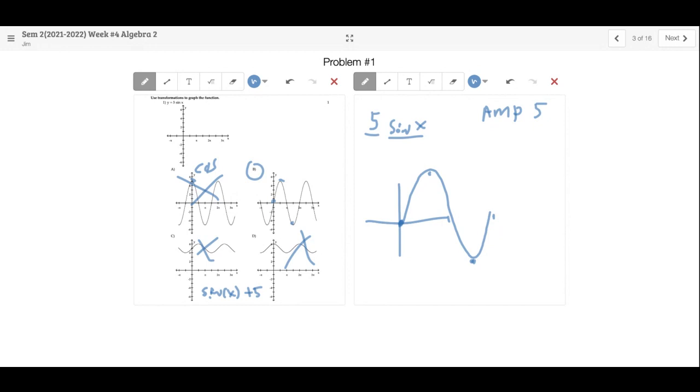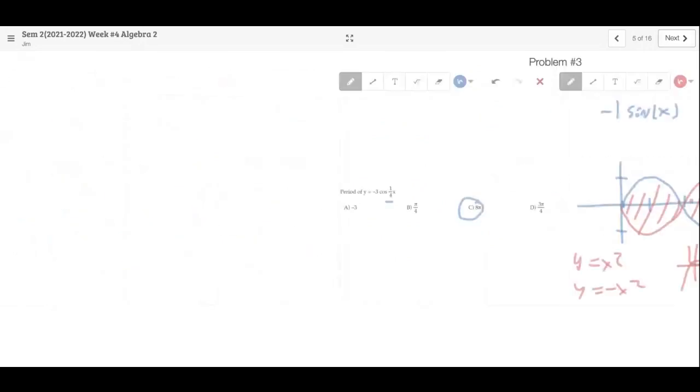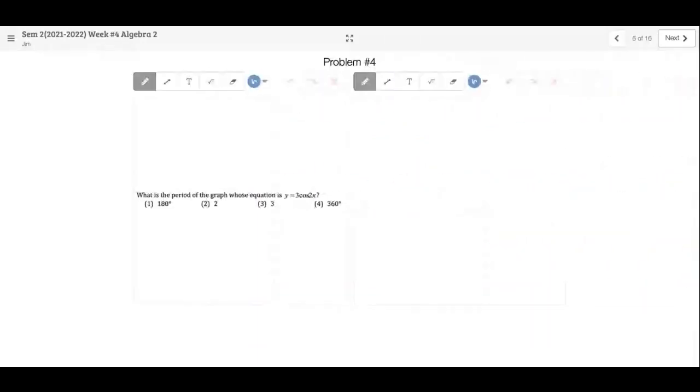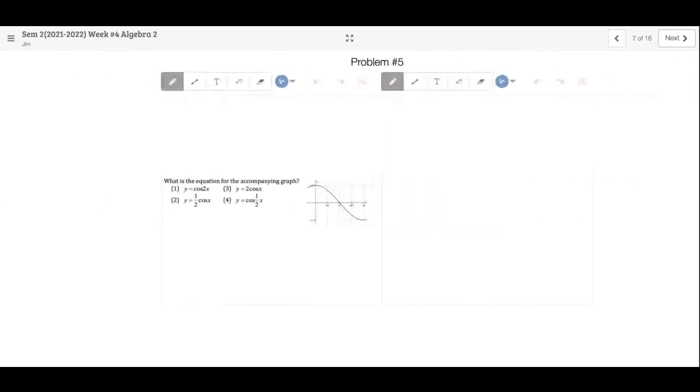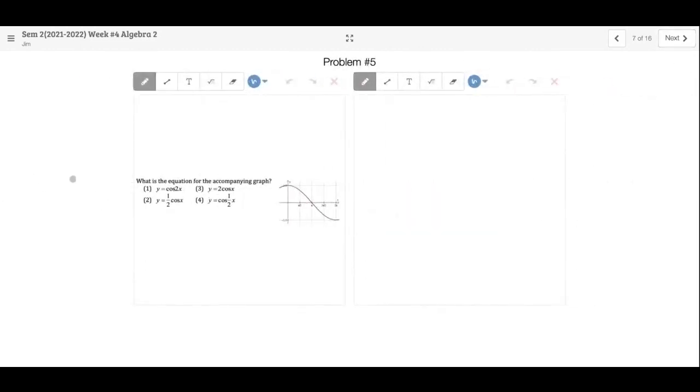All right. Let's see here. So we are on, I think it was number 4. Okay, and we said that number 4 was 180 degrees because it's just pi for my answer, and pi is 180. All right, number 5. It says, what is the equation of the accompanying graph?